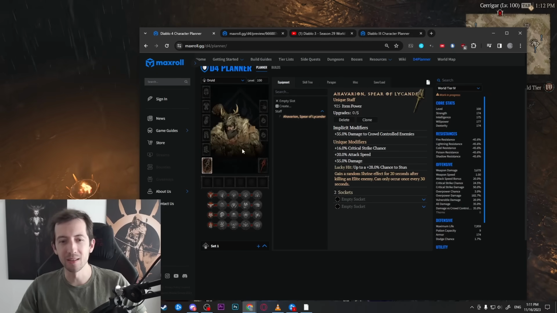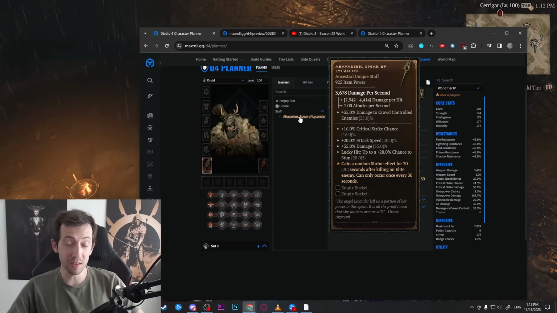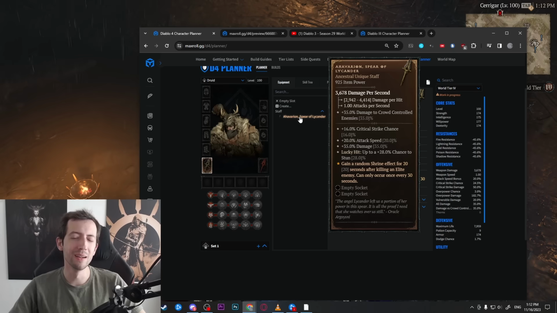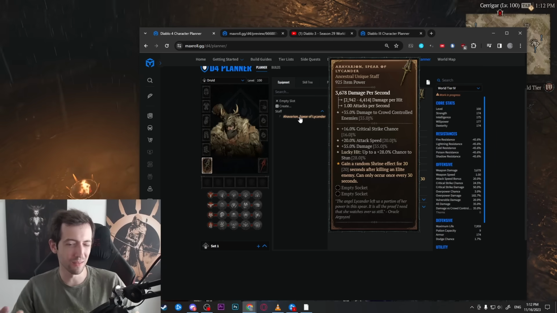And that is this little weapon here, the Ahavarion Spear of Lycander. So this is kind of a meme weapon that a lot of people always ask me about, like, is there a build for this? Does this have any reason to exist? Is this useful? And the answer is, I think, yeah, I think this is going to be actually really busted in Abattoir of Zir.